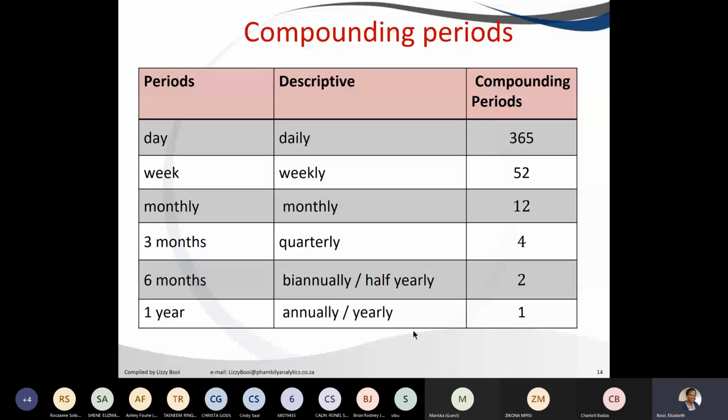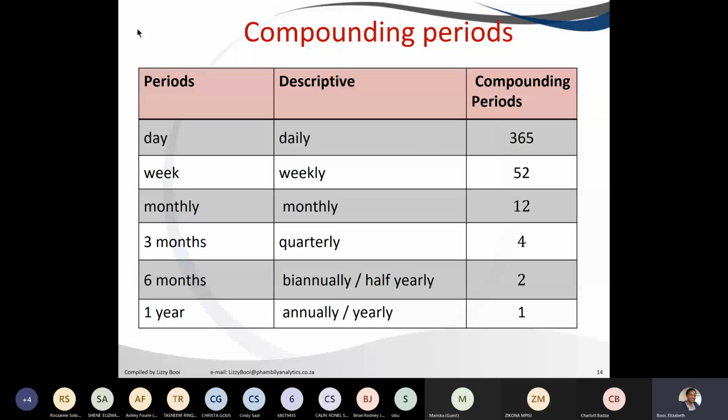Weekly, there are 52 weeks in a year. So we use 52 for the compounding period. Monthly, there are 12 months in a year. 3 months, or quarterly, there are 4 quarters. 6 months, biannually, half yearly, semester, there are 6 months, which makes up 2 halves of the year. So there are 2 compounding periods. And when they say year or annually or yearly, they are referring to only 1 compounding period.